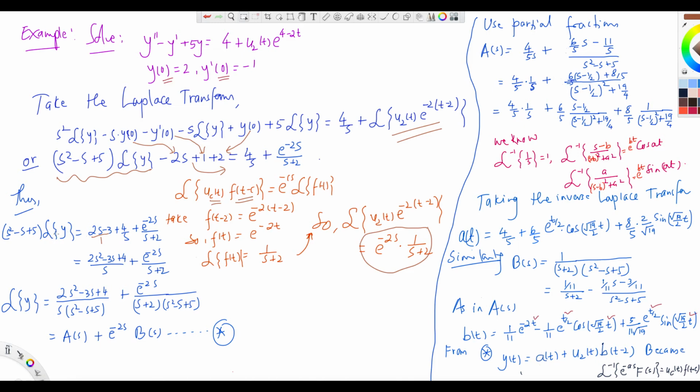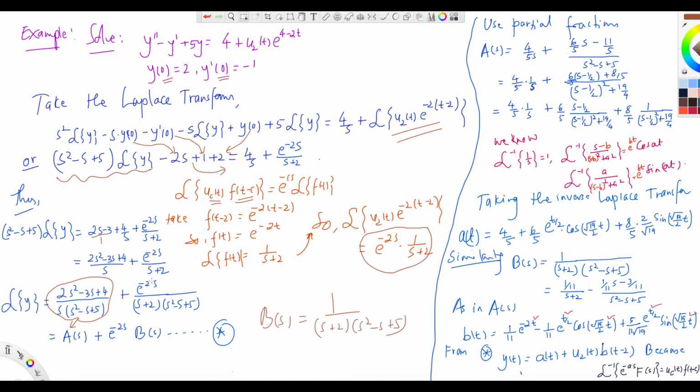Now to solve for the Laplace transform of y, what you do is you divide by s squared minus s plus 5 on both sides, right? What you get is (2s squared minus 3s plus 4) over s times (s squared minus s plus 5), plus e to the negative 2s over (s plus 2) times (s squared minus s plus 5). So I assume the first whole thing as A(s), and then 1 over that second thing will be considered as B(s). Okay, so B(s) is basically 1 over (s plus 2) times (s squared minus s plus 5).